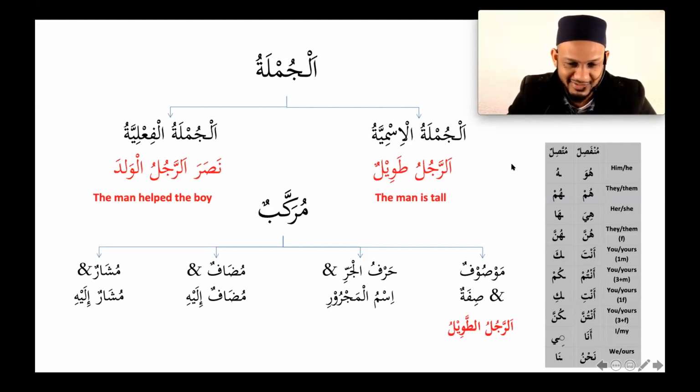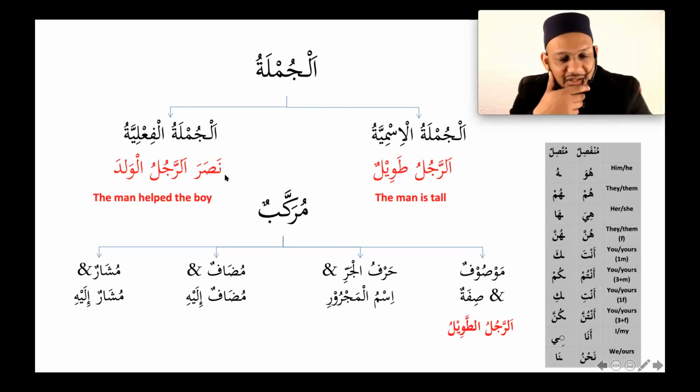Maybe say nasara ar-rajuluhu. Okay, but then what would the hu be attached to? To ar-rajulu. I don't know if I'm correct here. Just try. Okay, good. So it's a good try. Nasara ar-rajuluhu. Who else wants to try? So it will be nasara, but how do I attach the pronoun?